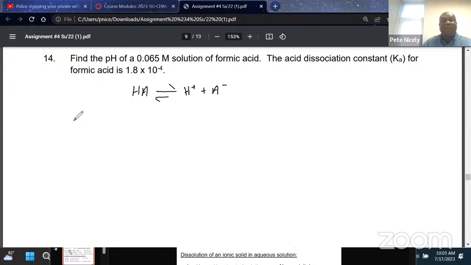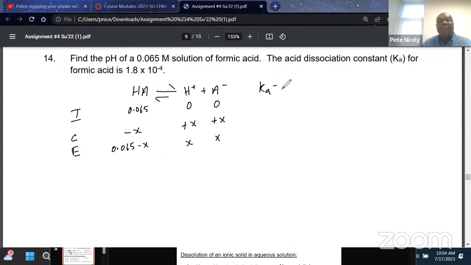So what I would proceed to do now is draw an ICE table. Remember, I stands for initial, change, and equilibrium. So the initial concentration of the acid is 0.065, and that of the H plus and the A minus would initially be 0. The change would be minus X for the acid and plus X respectively for H plus and A minus. So at equilibrium, the concentration of the acid would be 0.065 minus X, and X here for H plus and X here for A minus respectively.